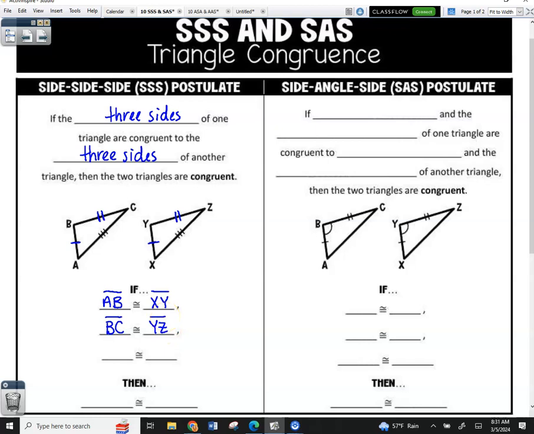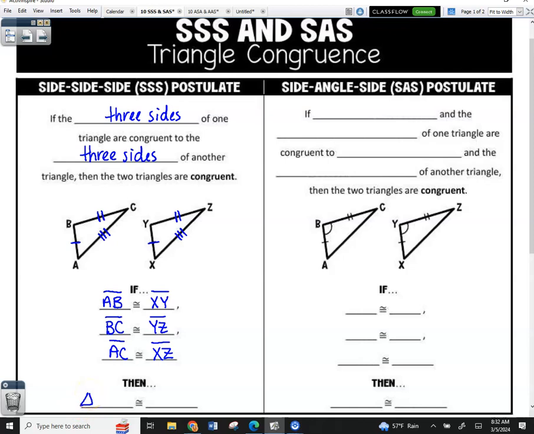And then last, if you call it AC, then the other one needs to be called which one? XC. If you have all three sides congruent to all three sides, then you've met the shortcut for side, side, side. Then we don't even need to know the angles. The two triangles would have to be carbon copies of each other. So we can come down here and say the triangles are congruent.